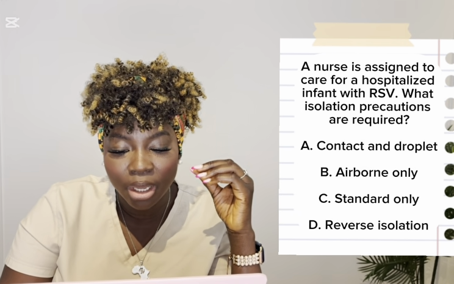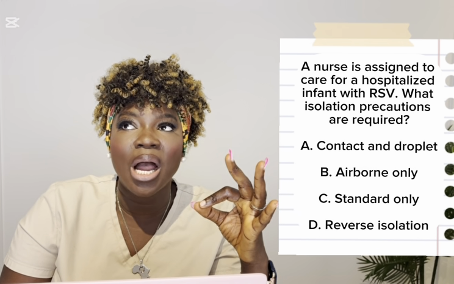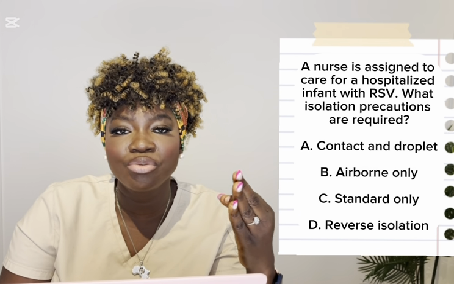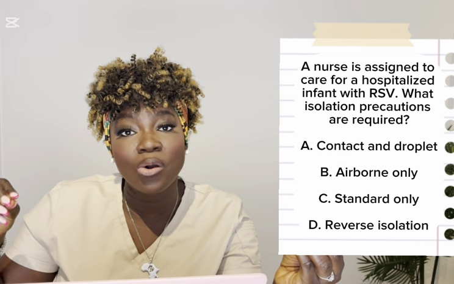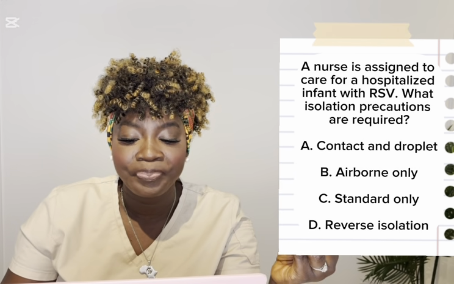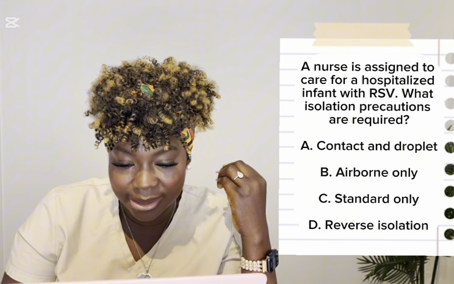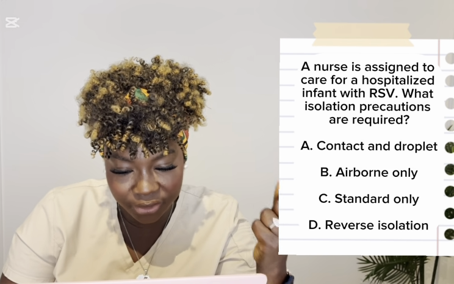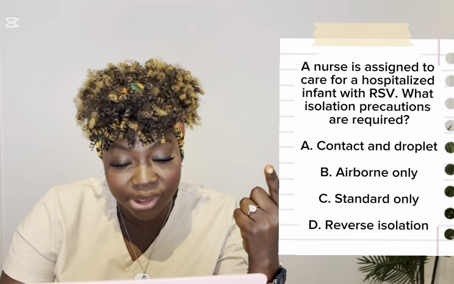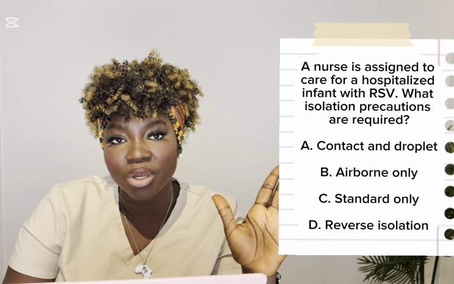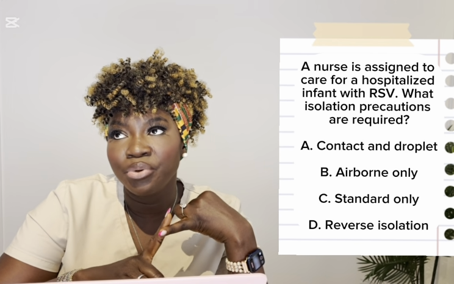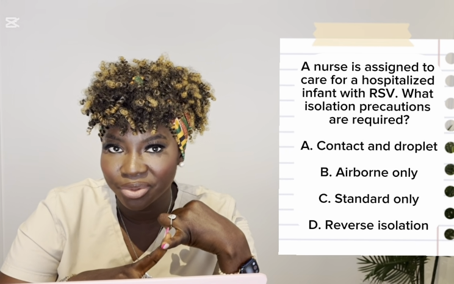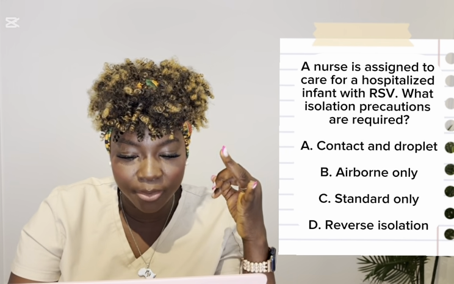RSV is transmitted through respiratory droplets, and the isolation precaution will be contact and droplets. Okay, so the right answer is A, contact and droplets. Now let's go through the wrong choices. B, airborne only is wrong, and airborne is not for RSV. Patients with measles and patients with TB will be on airborne.